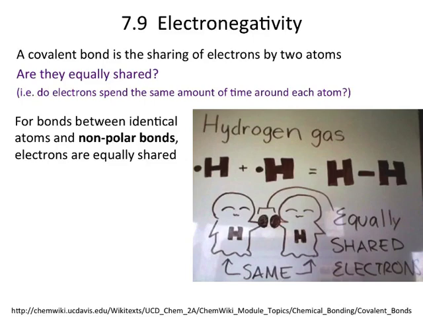For bonds between identical atoms and other non-polar bonds, the electrons are equally shared. And these cute little drawings I found on a website, and I thought I'd put them on here. Okay, so hydrogen gas, this is between two identical atoms. This is a non-polar bond. You have an equal probability of finding the electrons anywhere between the two hydrogen atoms.